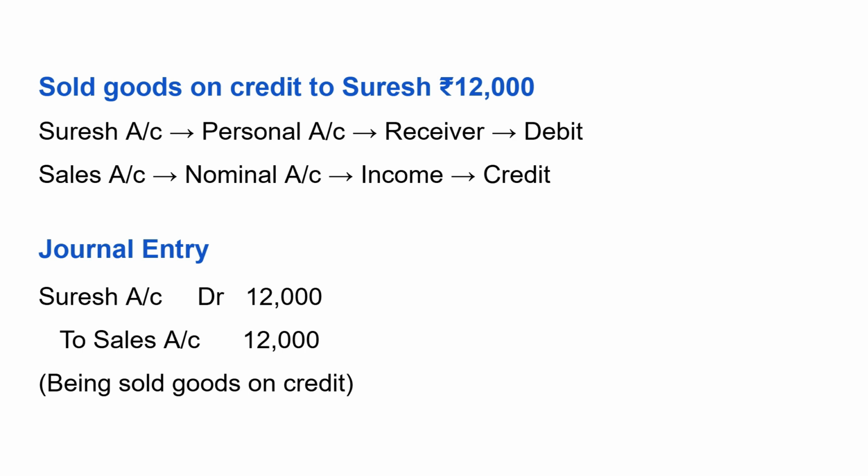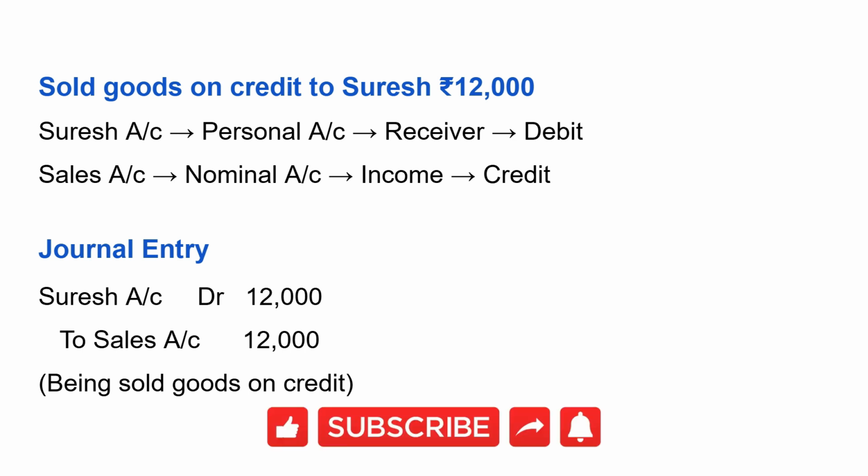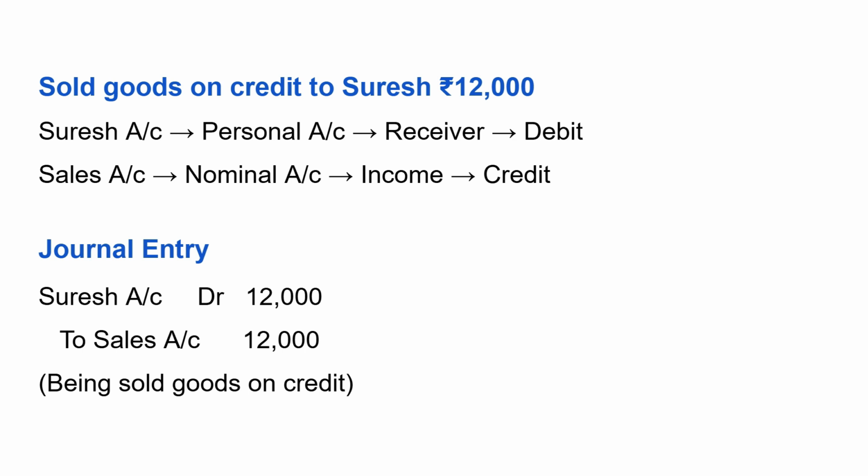And the narration is being sold goods to Suresh on credit. Suresh is our customer and he received the goods. So he is debited. This creates debtors in balance sheet. And if Suresh had paid us immediately, instead of Suresh, we would take cash account. Okay.